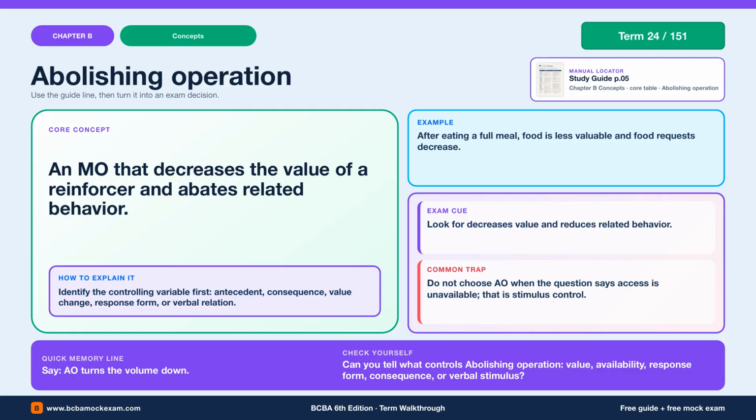Abolishing operation. An abolishing operation is an MO that decreases the value of a reinforcer and abates related behavior. For example, after a full meal, food is less valuable and food requests decrease. The exam cue is decreased value and reduced related behavior. The trap is choosing A-O when the real issue is availability. If the question says reinforcement is not available, think stimulus control, not motivation. Memory line: A-O turns the value down.